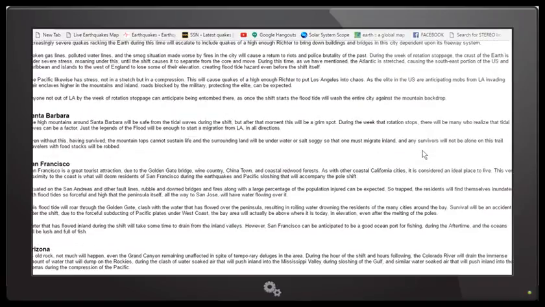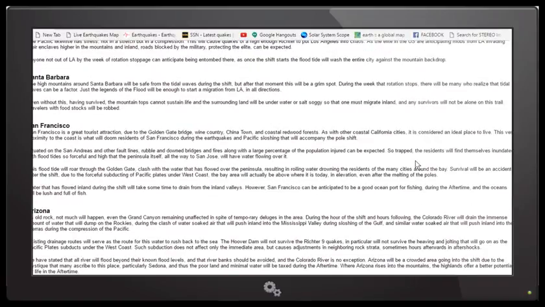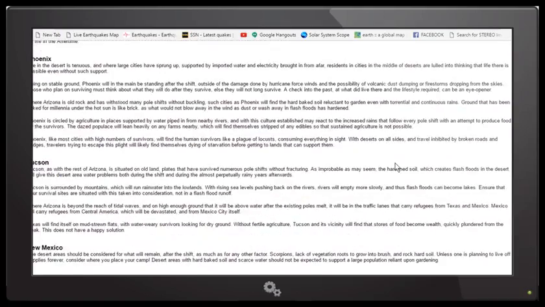It goes into a wealth of information, very in-depth, and it goes state by state. And it talks about your geographical location during the inundation of mass flooding. It goes through all 50 states.